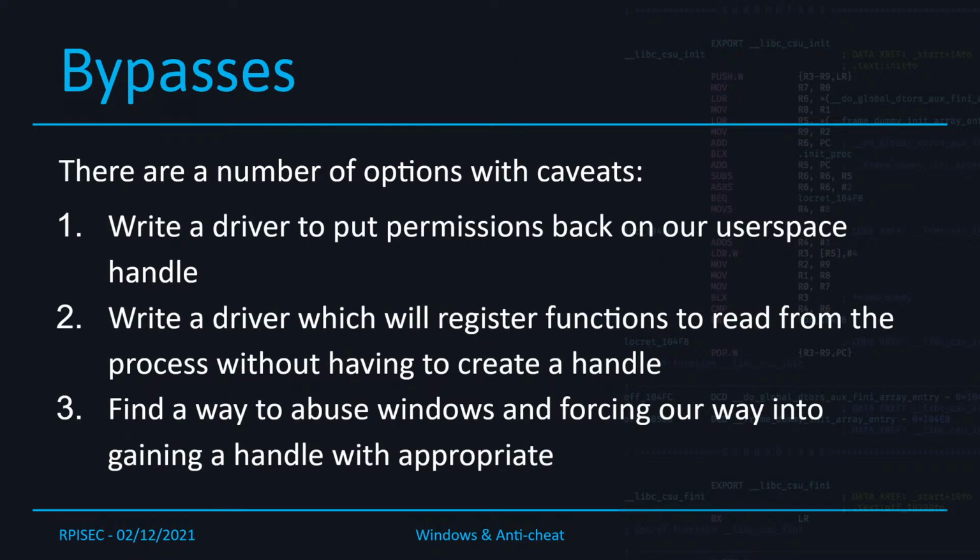Now, to get around this, there's a couple ways to deal with it. We could write our own driver. So basically, we're countering their kernel level thing with our kernel level thing to just put the permissions back on. Maybe doing it in little bits so they don't notice. We could actually just do that kind of bhop thing and DIY the memory access. Or we could try to find a way to trick Windows into giving us what we want.